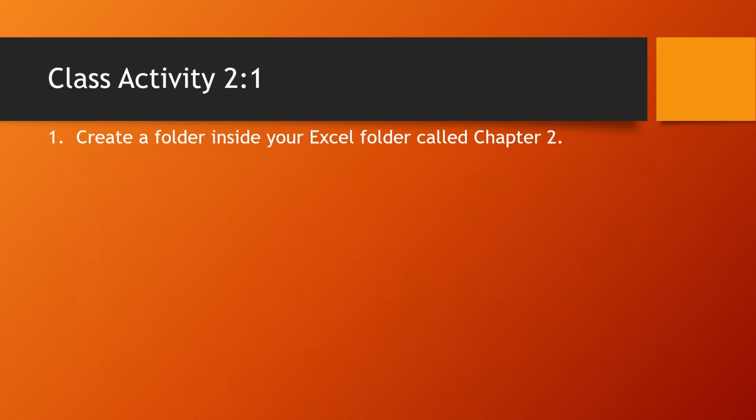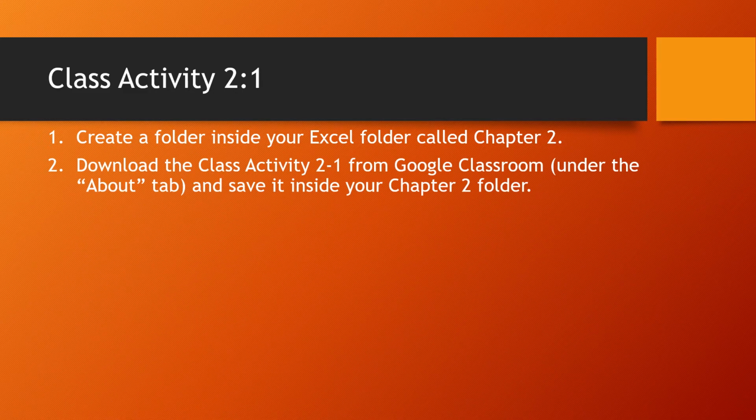Congratulations, you have just finished the listening part of our 2-1. Now it's time to create a folder inside your Excel folder called Chapter 2. Download the class activity 2-1 from Google Classroom under the About tab and save it inside your Chapter 2 folder.